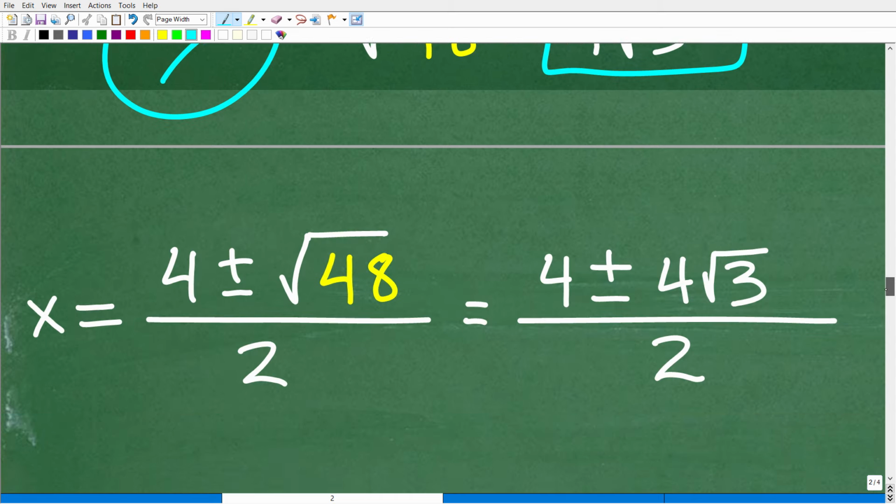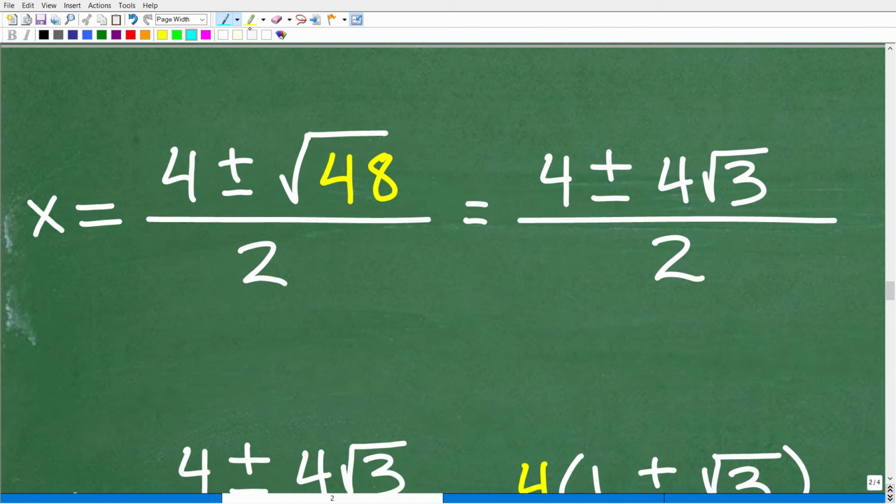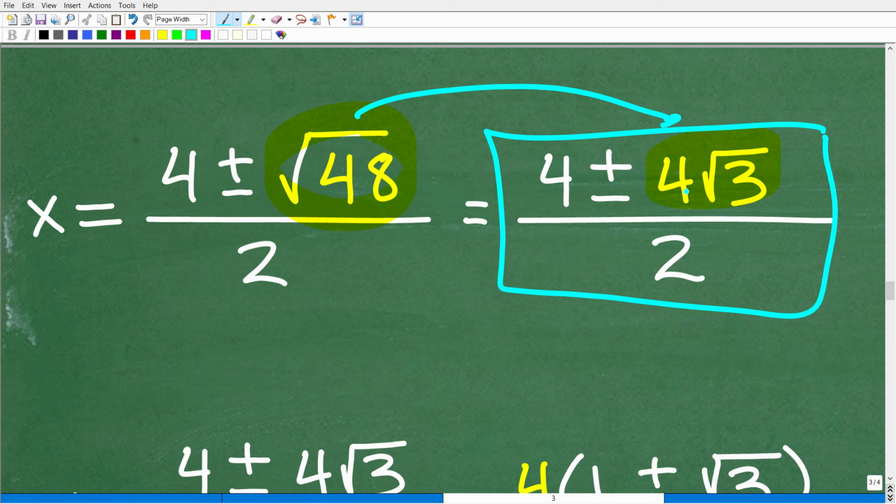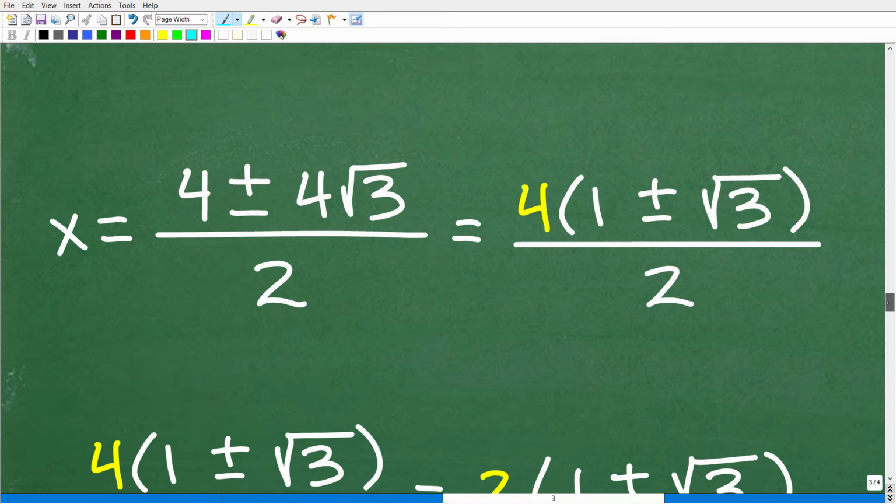All right, so at this point, we had 4 plus or minus the square root of 48 all over 2. So we did the work here. The square root of 48 is 4 times the square root of 3. Okay, so this is like a problem within a problem. So now we are almost pretty close to finishing this problem, right? So we want to simplify this because we have some common factors here that we could cross cancel. Remember, you're not done until your problem is fully simplified.